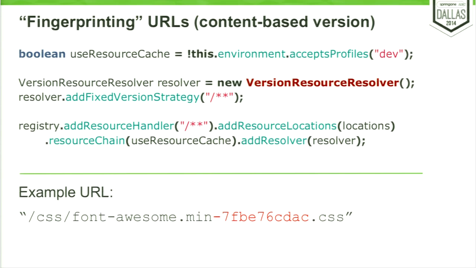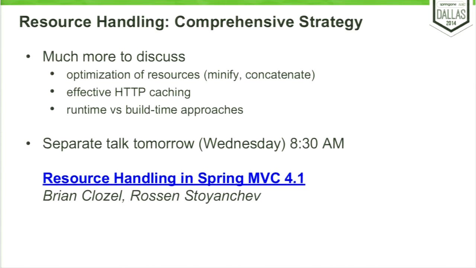So you can't really use fingerprinting URLs with JavaScript module loaders, which means that you have to be able to apply different version strategies to different types of resources. By the way, that should say add content version strategy there for the example at the bottom to work. That's a typo here.